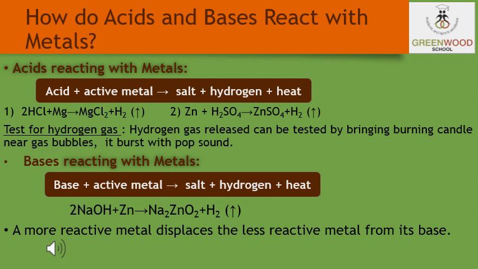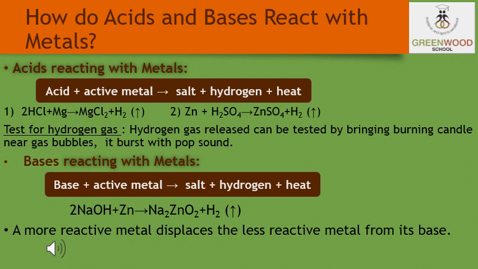For example, hydrochloric acid reacting with the magnesium will give us the magnesium chloride. Similarly, when the zinc is reacting with the sulfuric acid, it gives us the zinc sulfate plus the hydrogen gas. Now, this hydrogen gas can be tested by bringing the burning candle near the gas bubbles. It will burst with the pop sound. So, the producing of the pop sound confirms that the hydrogen gas is released.